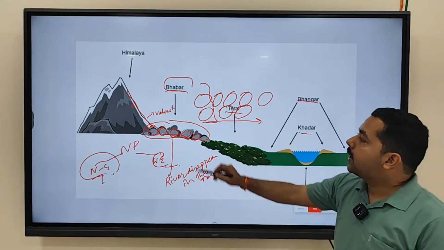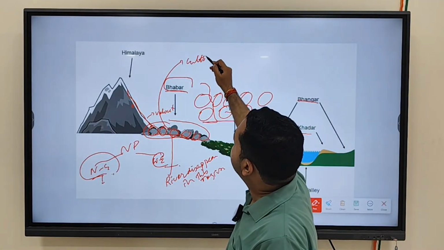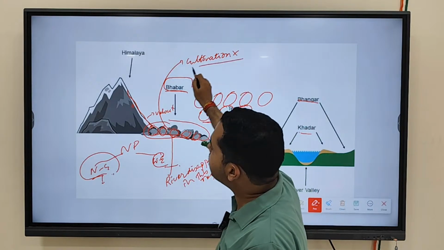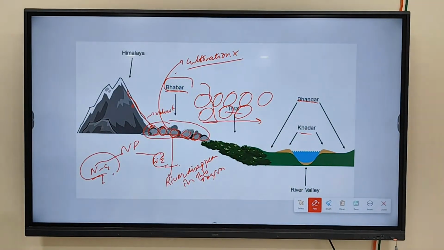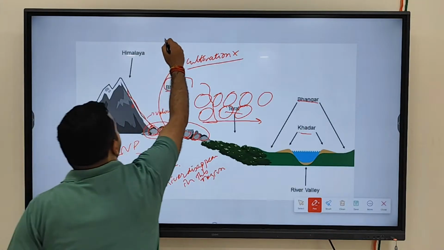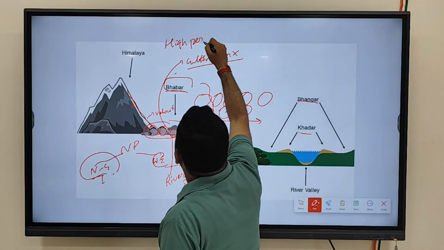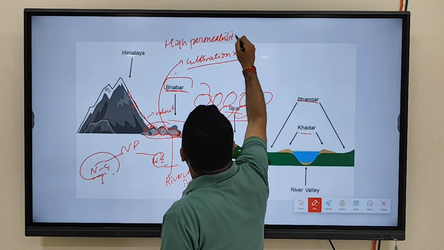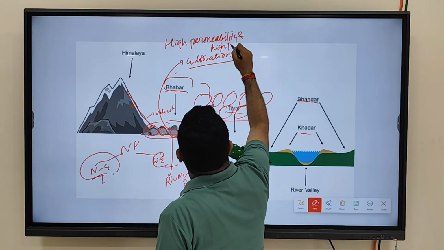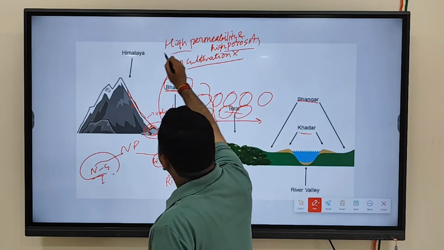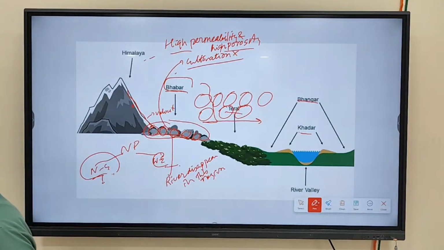Fine. Can you cultivate this land? No, it is poor for cultivation, because big boulders are there and you can't cultivate on big boulders. This is not good for cultivation. This region has high permeability and porosity. Permeability and porosity mean water is moving down. So that's why we are saying that the river disappears in this region.